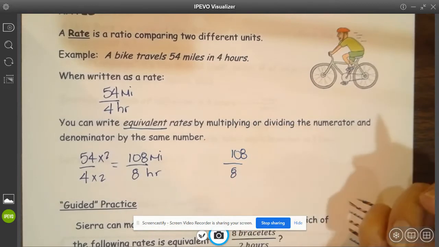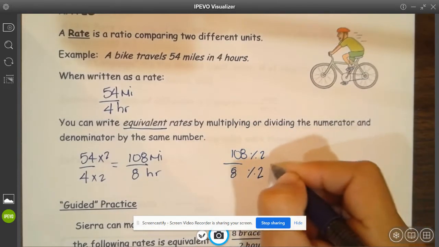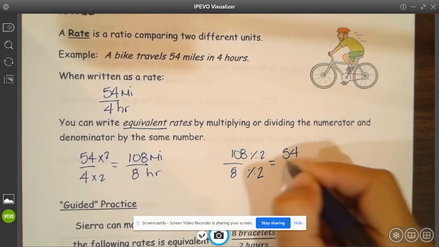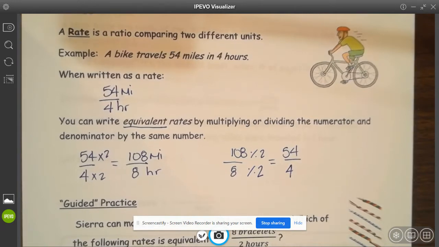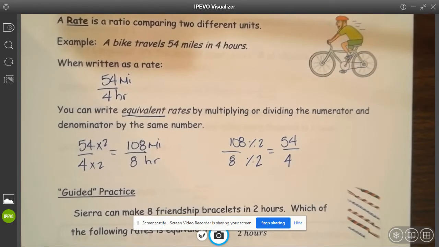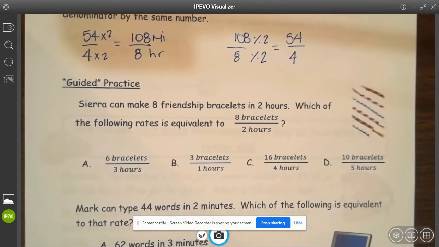If you were going to find an equivalent ratio, you can also divide top and bottom by the same number, and you get 54/4, which is an equivalent ratio. Okay, you either multiply or divide, but it has to be top and bottom by the same number. All right, let's see what I mean by that.